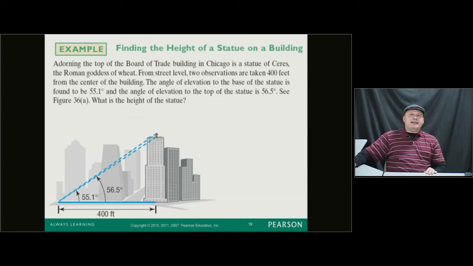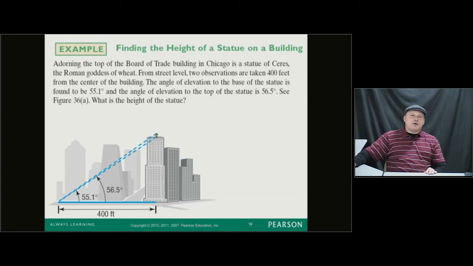Find the height of a statue on a building. Okay, so what we're going to do here is look at the top of the Board of Trade building in Chicago, which has a statue. They call it Ceres, the Roman goddess of wheat. From street level, two observations are taken 400 feet from the center of the building. The angle of elevation to the top of the statue is 56.5 degrees. Now, what is the height of the statue?